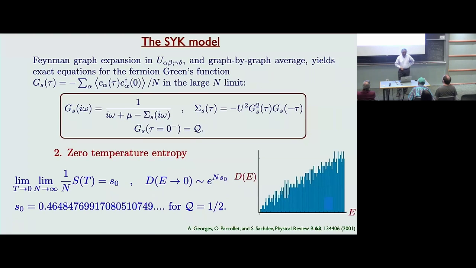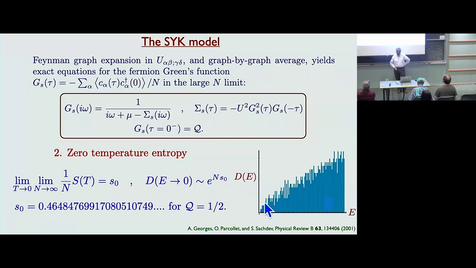Okay. Then another feature which seemed to us to be a bit of a bug when we first discovered it, but it's not. In fact, it's one of the most interesting features, is that this model has a 0 temperature entropy. Now, this is not to be confused with a ground state entropy, which is something quite different. What 0 temperature entropy says is that if you look at all the energy levels, the D of E, then the spacing between these levels is exponentially small. So the density of states as E goes to 0 is e to the N S0.